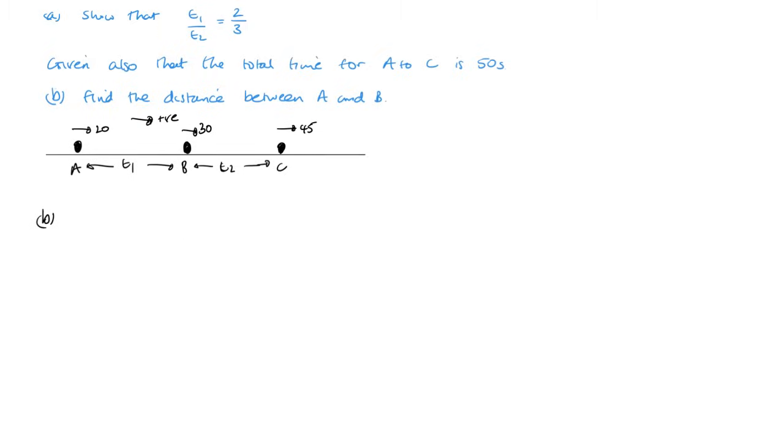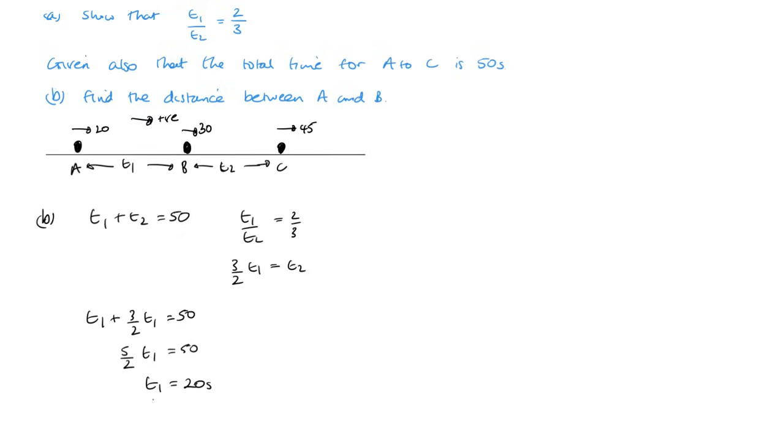Okay, part B. So part B says that the total time from A to C is 50 seconds. So we know that T1 plus T2 equals 50 seconds. Find the distance from A to B. So we actually need T1's time. But we also know that T1 over T2 is equal to 2/3. Now we want to get rid of T2. So T2 would be equal to 3 over 2 T1. So substituting that in, T1 plus 3 over 2 T1 equals 50. So that is 5 over 2 T1s equal 50. So 50 divided by 5 over 2 gives me that T1 equals 20 seconds.